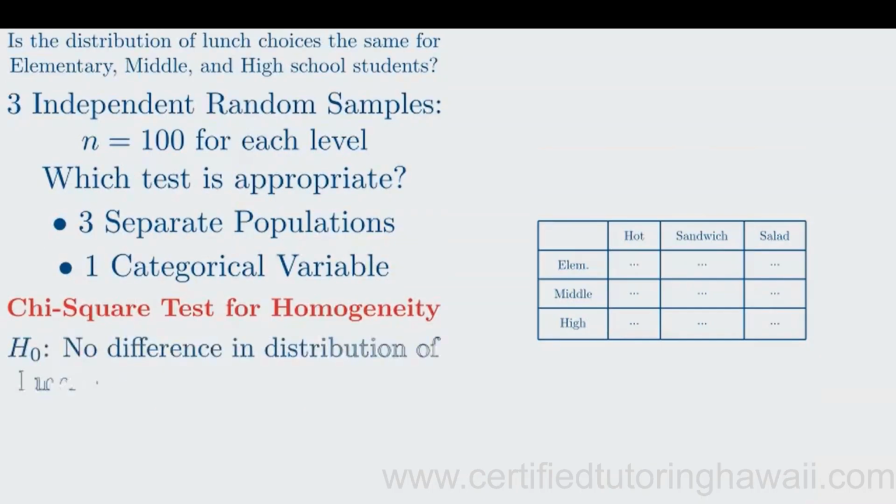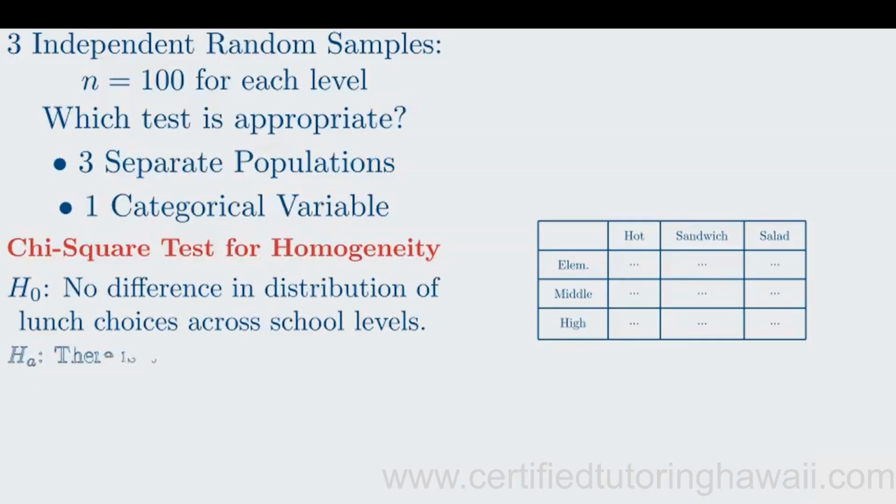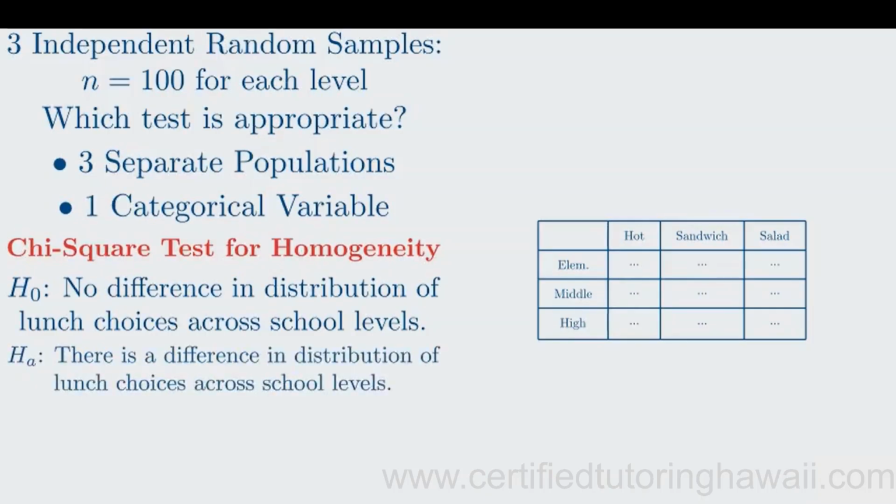The null hypothesis states there is no difference in the distribution of lunch choices across the 3 school levels. And the alternative hypothesis states there is a difference in the distribution of lunch choices across the 3 school levels. Let's check the conditions for this specific case.